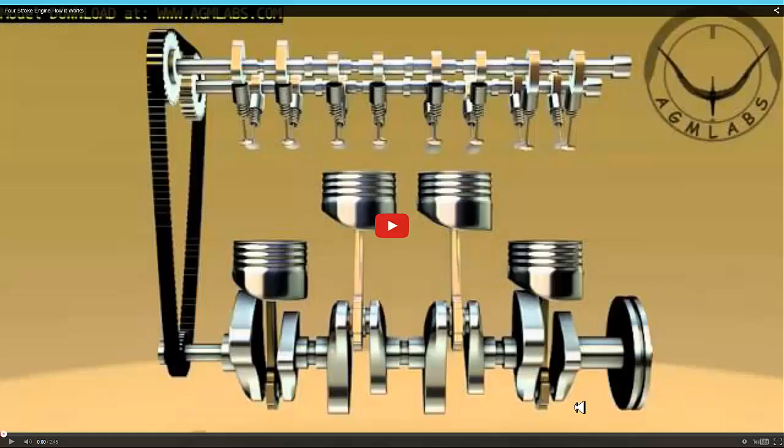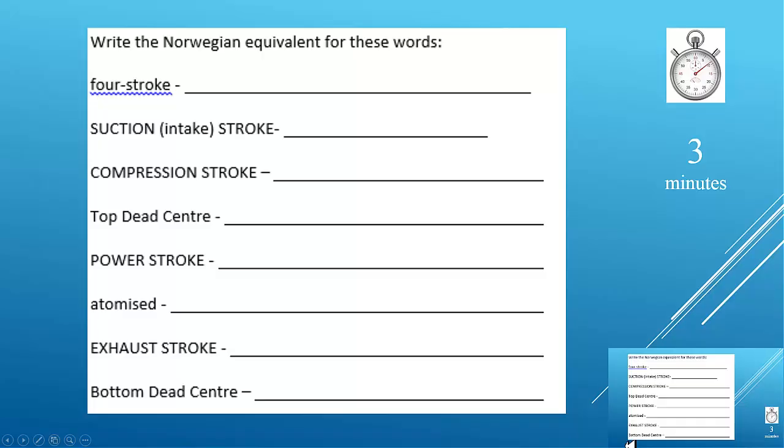So what we're going to do now is go over some of the words that we've learned here in English. I want you to write the Norwegian equivalent for these words. Okay, so I'm going to give you 3 minutes. You should know what these are in Norwegian, but we're just going to check and make sure. Let's take 3 minutes, starting now.